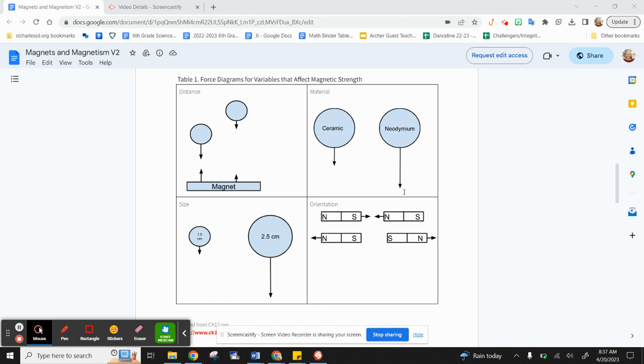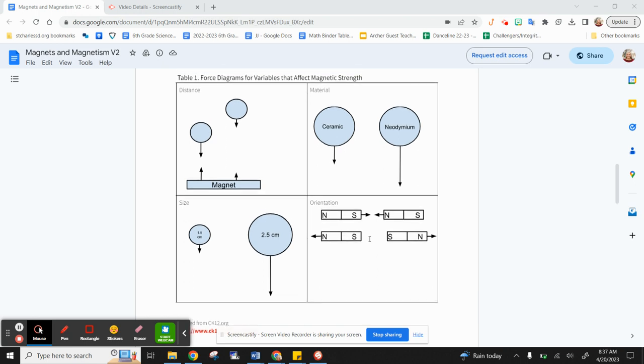And then size as well. So we see that the bigger the magnet, the stronger the pull. And then orientation. Orientation means which way the bar magnet is facing. Is it north and south closest to each other, and that way they would be attracted to each other, or is it south and south facing each other, and that way they would be pulling the opposite direction?